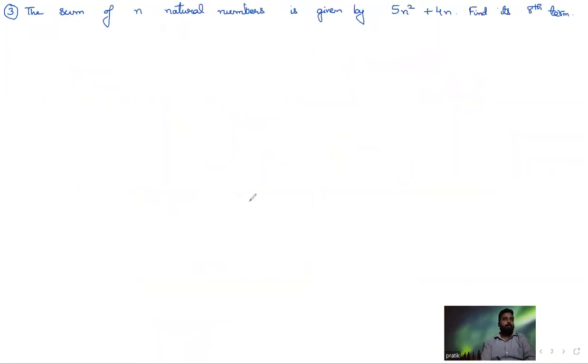Okay. This is something quite interesting, because the sum of n natural numbers is given by something. So S of n given to you is 5n square plus 4n. In this, you don't have the first term, nor the common difference, nor the sum of any value, nothing. And they're asking you to find the 8th term, T8.